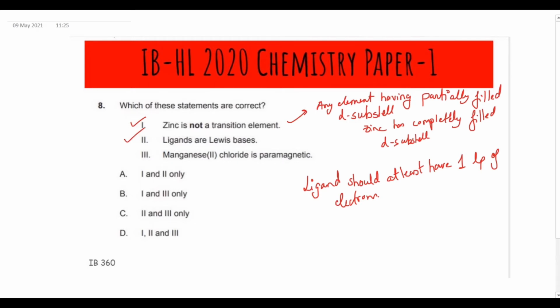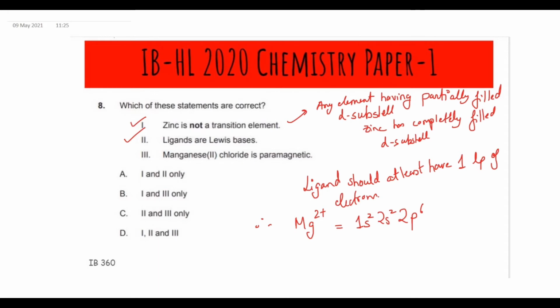This is also true. The magnesium chloride is paramagnetic. That is the third statement. To check this, just write the electronic configuration of the central ion. Central ion in this case is Mg2+. The electronic configuration of Mg2+ is 1s2, 2s2, 2p6. We can see that all of the orbitals of Mg2+ are completely filled. There is no orbital that is partially filled.